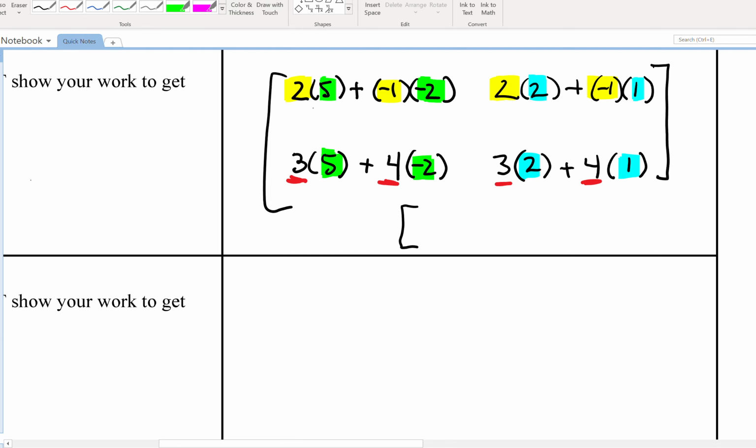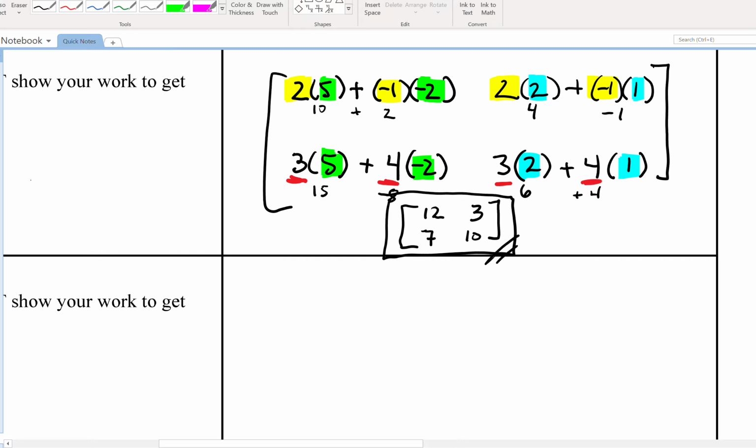But the answer, we're just crunching the numbers. 2 times 5 is 10. -1 times -2 would be +2. So this first number here is 12. Here would be 4. This is -1. So this would be 3. Here is 15. And this is -8. 15 minus 8 would be 7. And then over here I've got 6 plus 4. So this one would be 10. And so that would be your answer for this first multiplication.